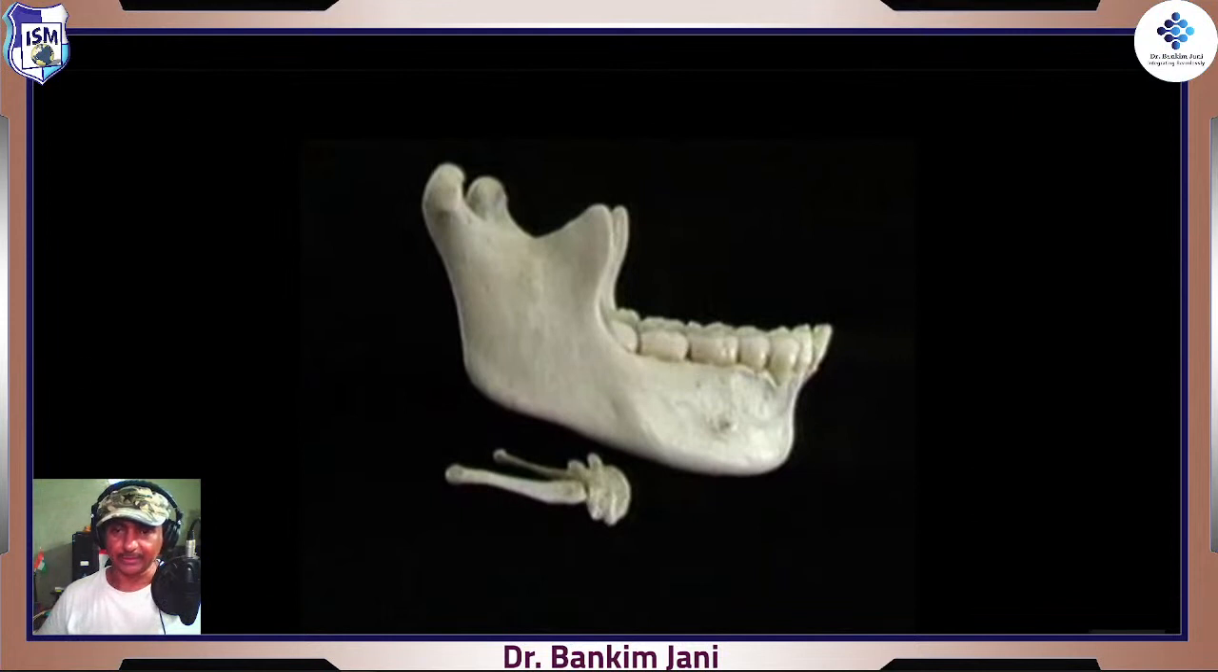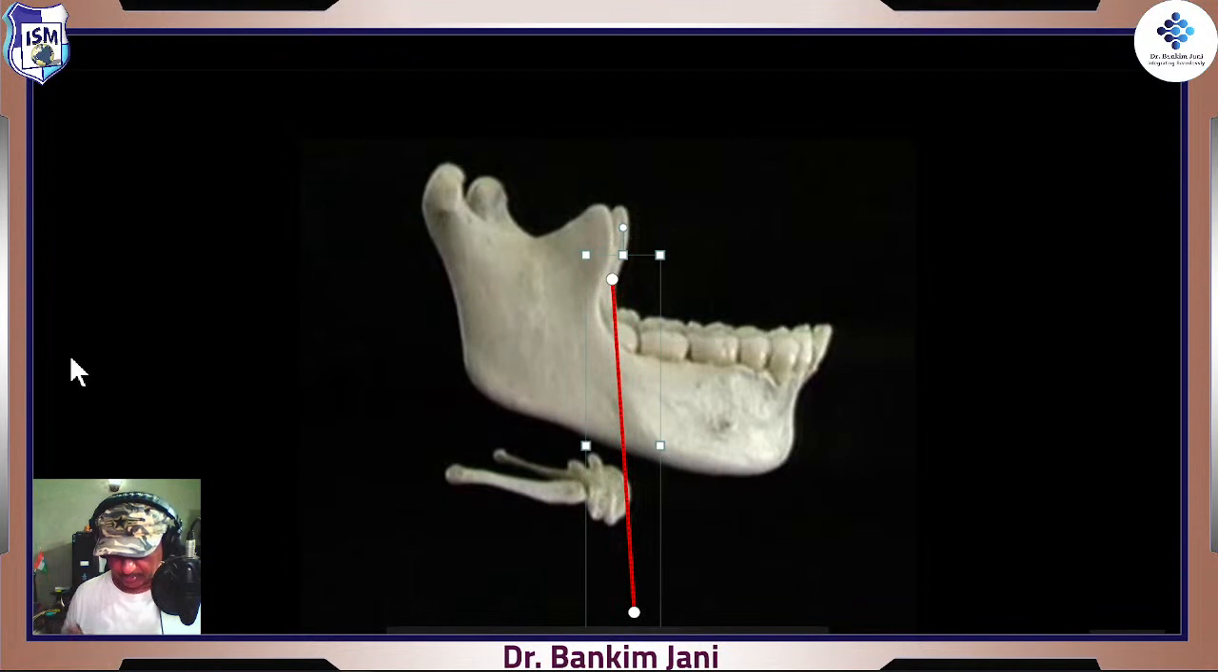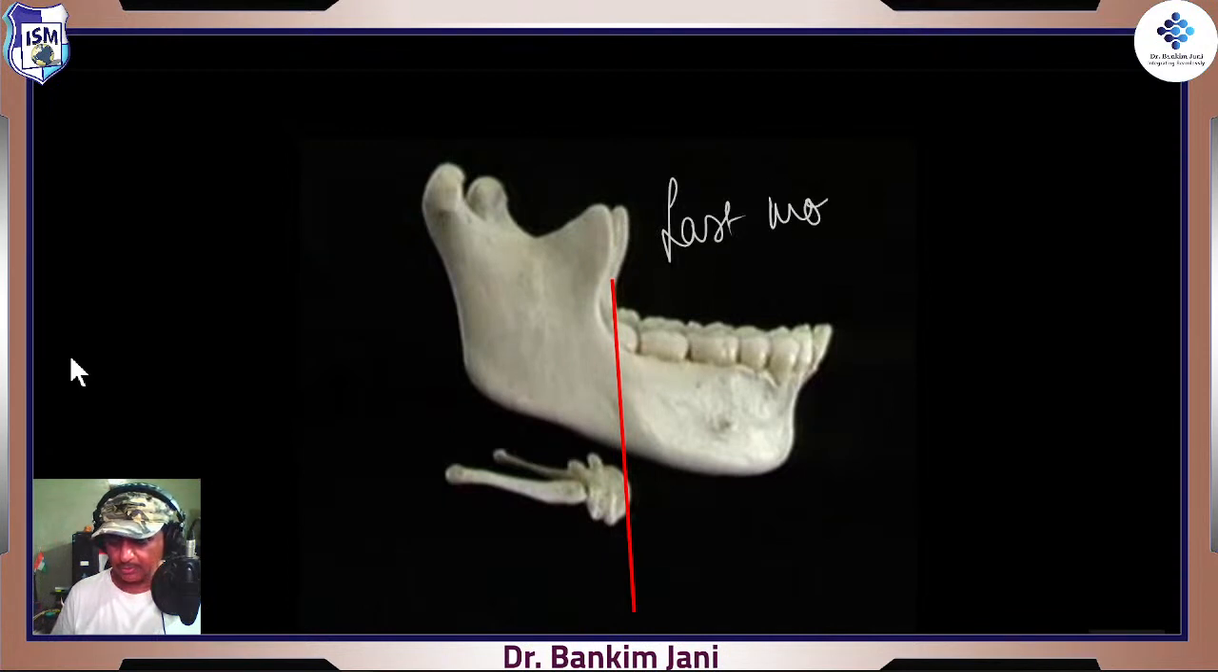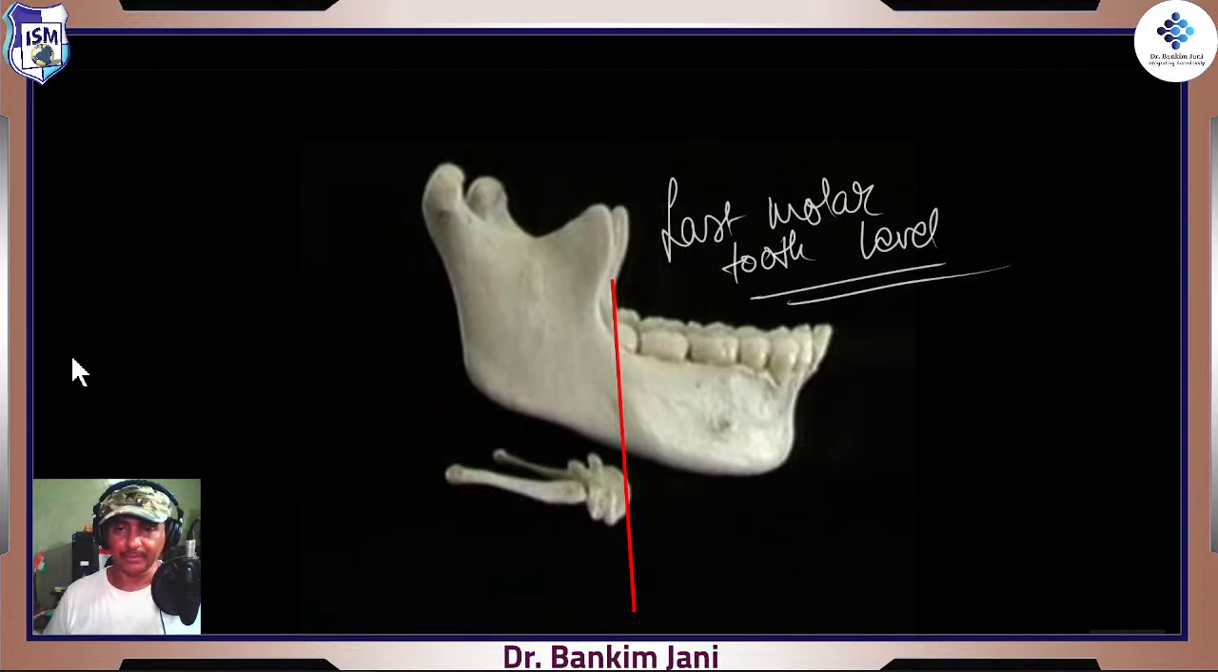And this is the location. In this we would like to note that this is the hyoid bone, above is the mandible, all good. But the level is the last molar tooth level. That's the level where the body is. So it is at the level of the last molar tooth. That would be where the body would be.